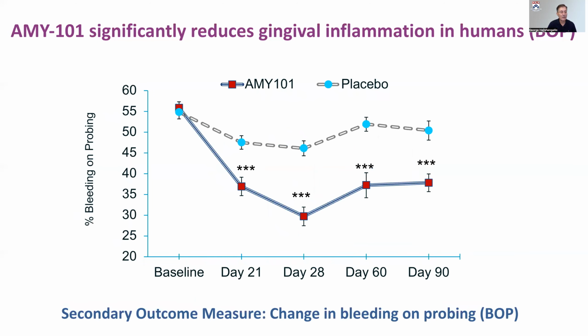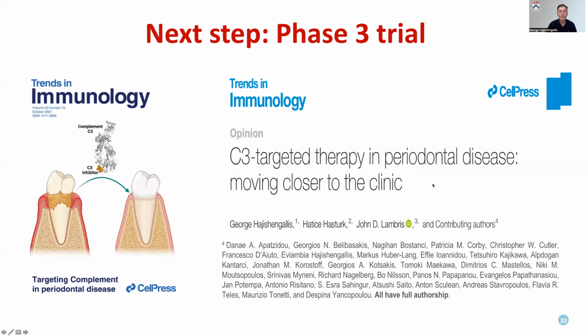Similar results were obtained when we looked at bleeding on probing. As early as 21 days, there was a significant difference that was persistent until day 90. So our next step is to perform a phase III trial, and we hope that based on the promising data we have, this is a transformative treatment that can find application for the treatment of human periodontal disease.